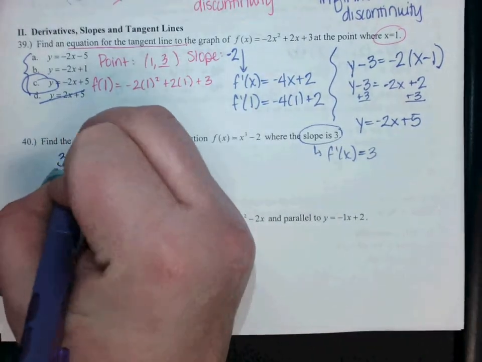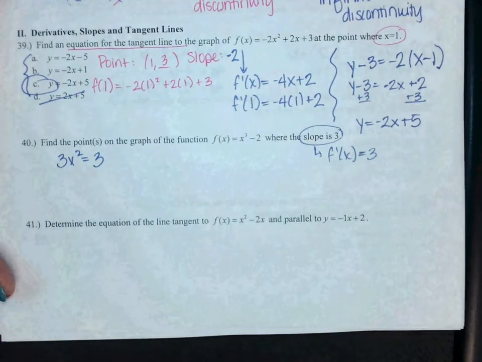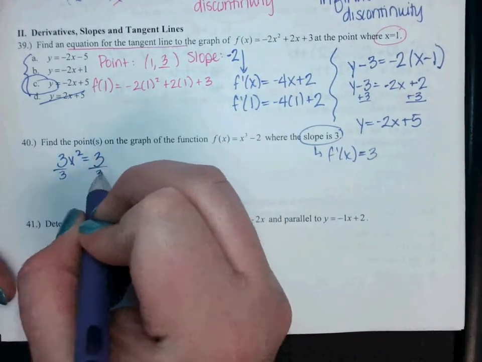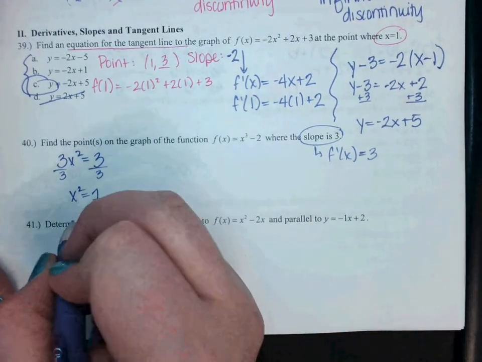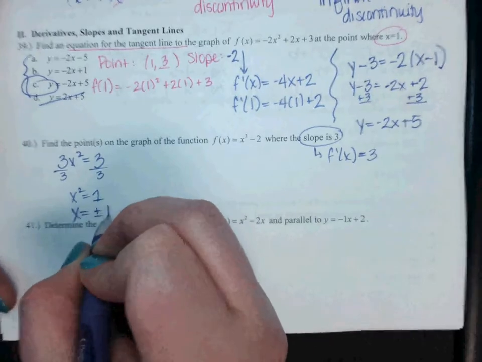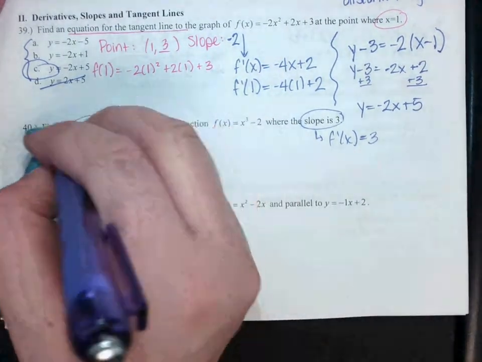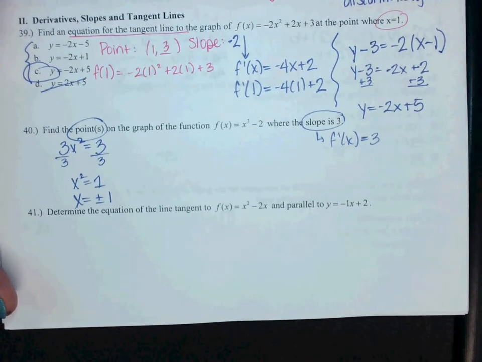3x squared. And then what slope do I want? 3. Well, then what does x squared equal? And if x squared is 1, then what is x? Okay, now reread the question. Did we find what they want? They want points. I have x's. How do I find the other half of the point?